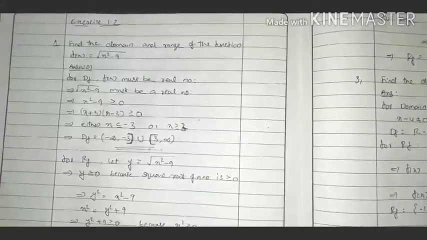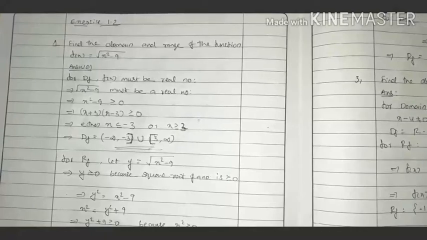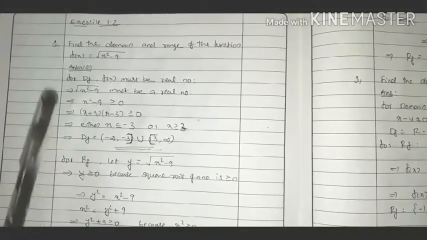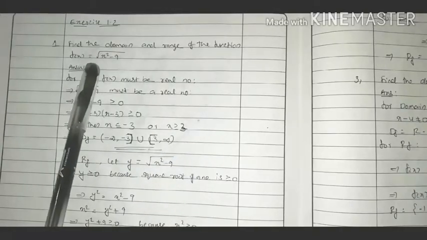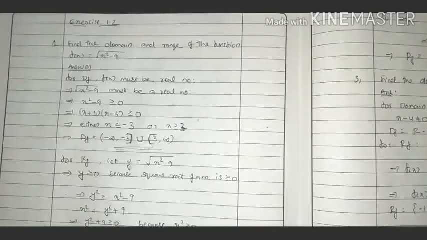In this class we will discuss a few problems related to exercise 1.2 and 1.3. So we can move to the first question. Here the first question is, find the domain and range of the function f of x is equal to square root of x square minus 9. So here f of x is given, square root of x square minus 9.